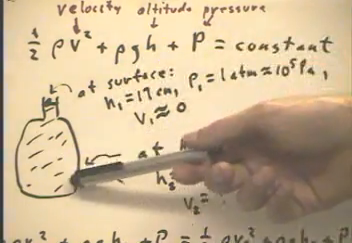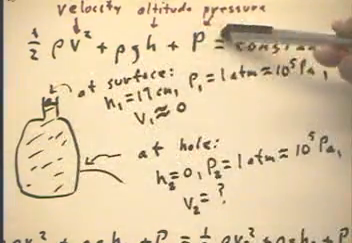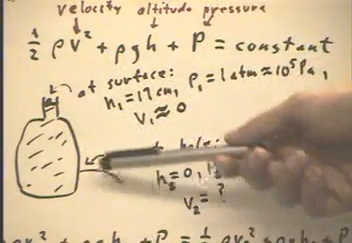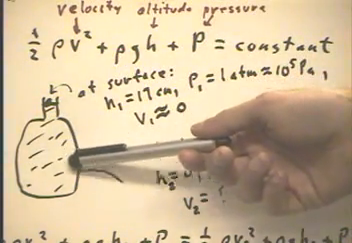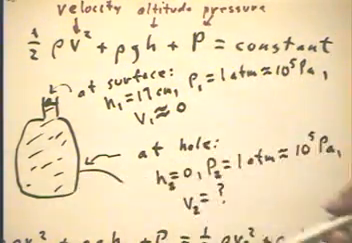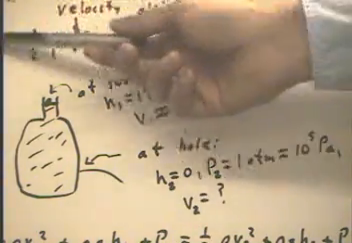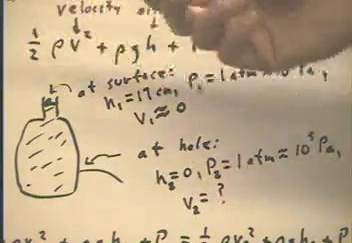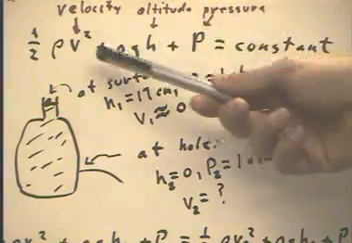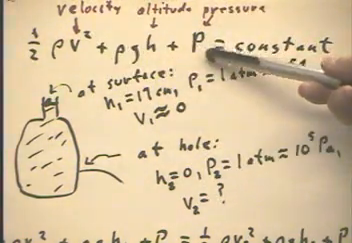the altitude at which we look at the water has something to do with the pressure at that level. If the altitude is here, the pressure is less than if the altitude is here. Bernoulli's equation tells us that this is a specific relationship among the three quantities: velocity, altitude, and pressure.